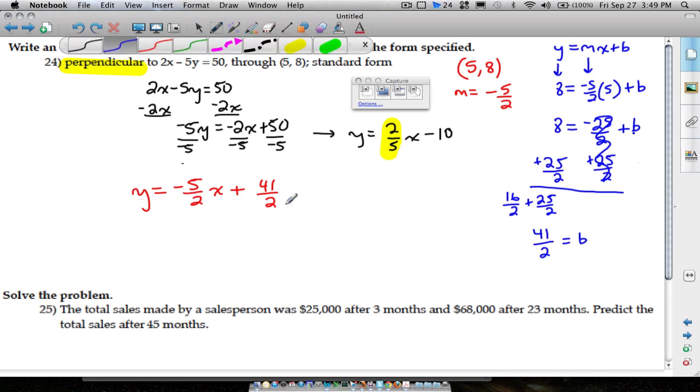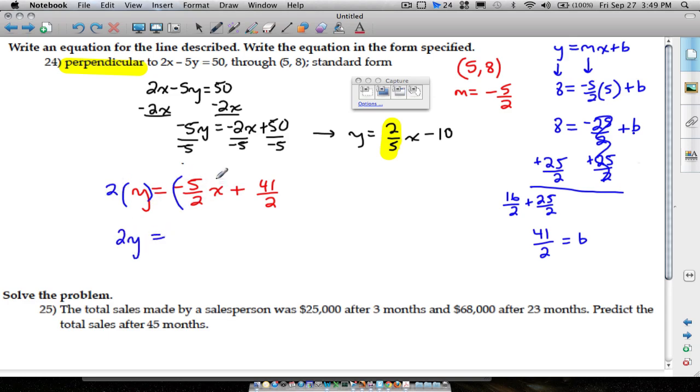So a way to do that is to get rid of our fractions. The way to get rid of fractions is to multiply everything by a common denominator. Our common denominator is 2. So if we multiply by 2 here, we get 2y. Multiply by 2 here. The 2's will cancel, you're left with negative 5x. And multiply this by 2 here, you get plus 41.